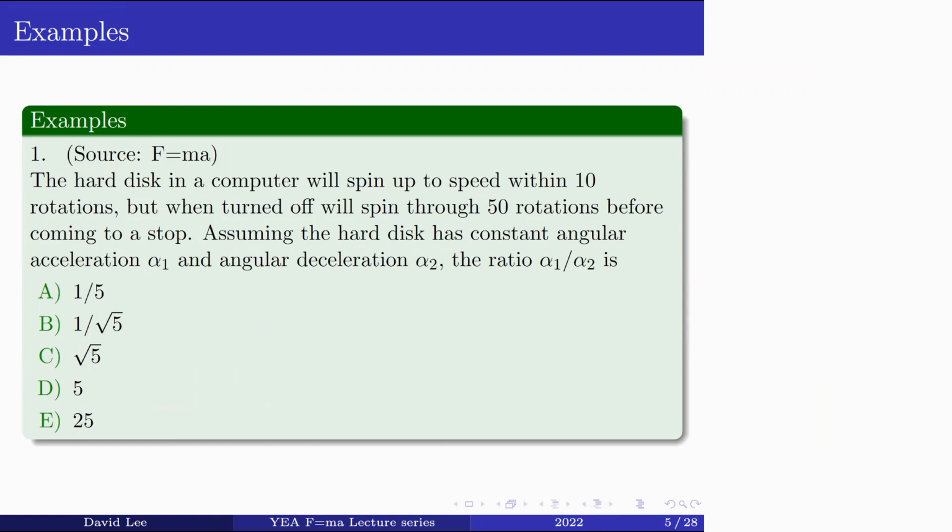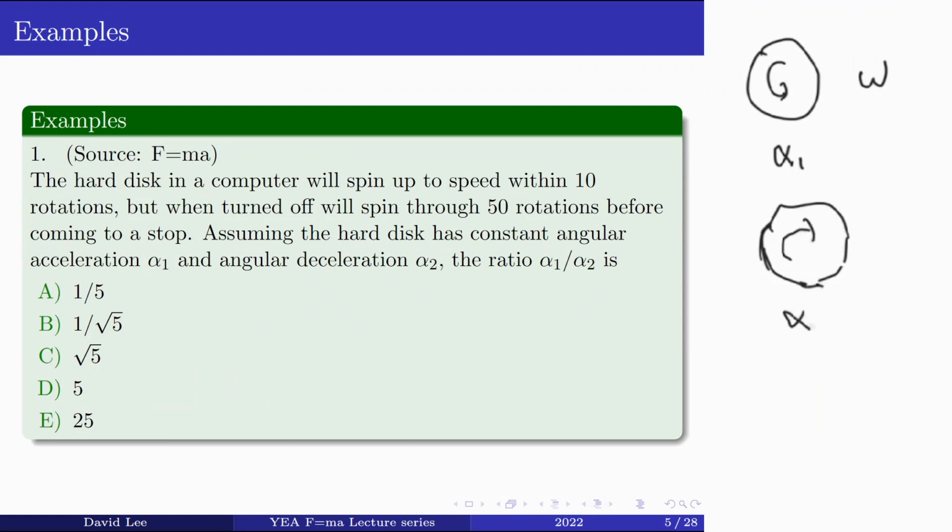First of all, let's look at what's going on. We have a computer disk which is spinning, and I'm assuming it will accelerate at a constant acceleration alpha 1 until it gets up to speed. After that, I guess it will continue spinning at a constant angular velocity of omega. Then, after it's done spinning, it will slow down at angular acceleration alpha 2. This makes the angular velocity go from omega to 0.